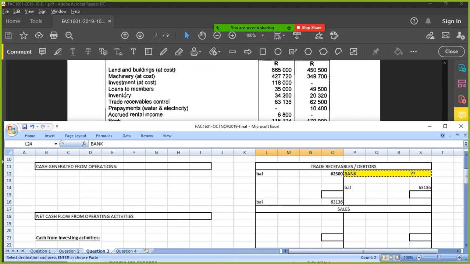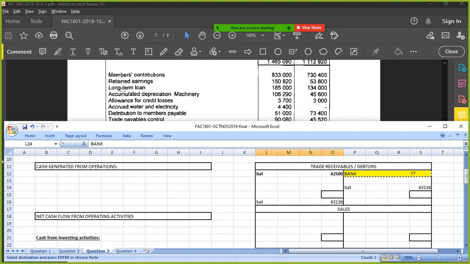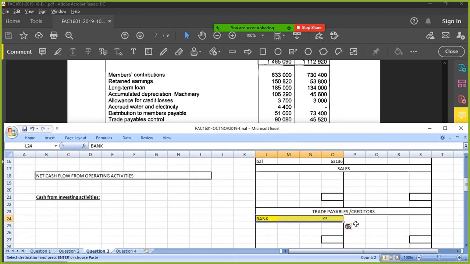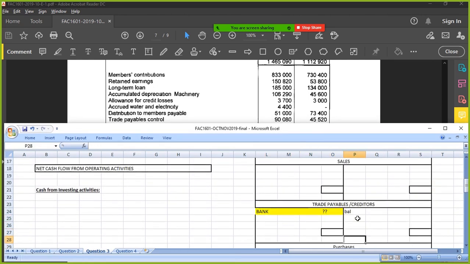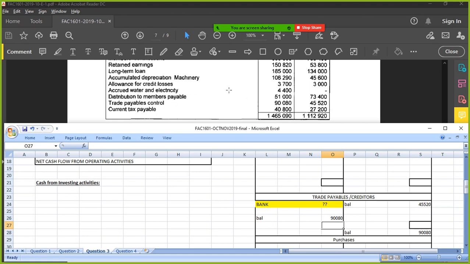Alright, so I've got the receivables. Was there any payables here? Let's see. Members retained here. Trade payables. There it is. The payables 45520, 90080. Got the right figure? Just double check. Yes. Okay, great. Alright, what else do I need?